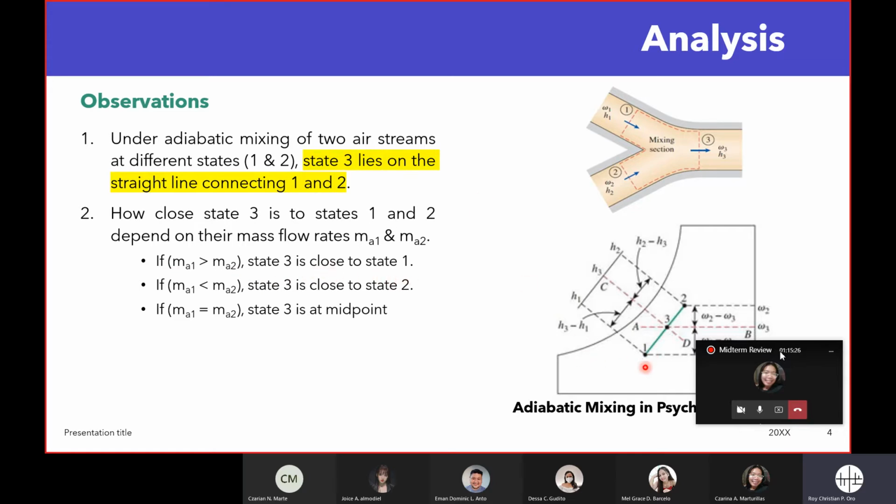So if the mass flow rate of state 1 is larger, state 3 is closer to it. It could be close, or maybe very close. That's the point. Now, the second case: if the mass flow rate of state 1 is less than the mass flow rate of state 2, then state 3 is closer to state 2. Lastly, if the mass flow rates of the two states are equal, then state 3 is at the middle. That's what we can see here.